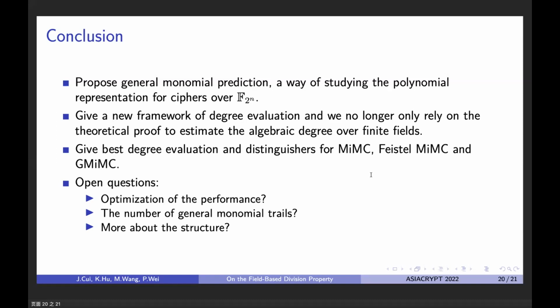The open problem is: can we further optimize the performance of general monomial prediction, or use the number of trials to make more accurate predictions? Also, except for the algebraic degree, how can we use information about the algebraic structure to design more powerful attacks?